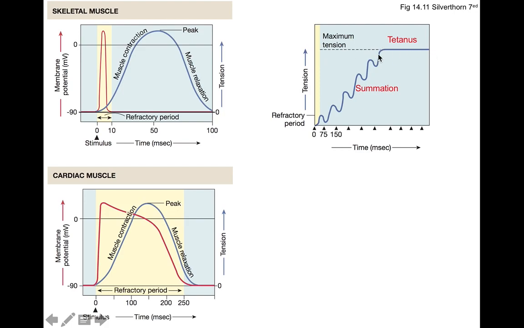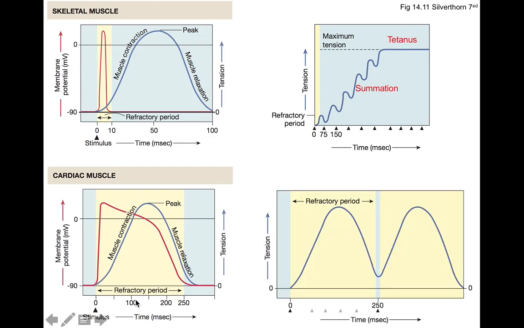Now, as you may imagine, if this was to occur in the heart during each heartbeat, it would be bad news. The heart muscle, the ventricles, would not be relaxing, and if it doesn't relax, you're not going to get blood going into the ventricles. So if you get a tetanus in the ventricles, basically you're going to be screwed. You're going to get no blood being pumped.